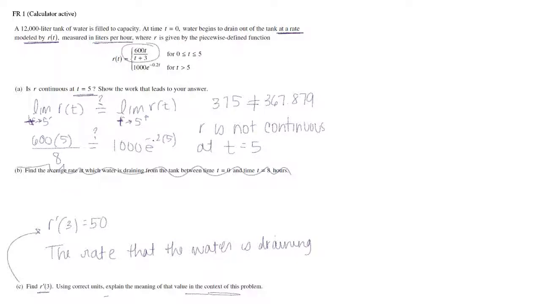So the rate at which the water is draining out of the tank, and make sure you quote what time, at t equals 3 hours, is increasing. And how is it increasing? It's increasing at a rate of, and here's our answer, 50, and we found the rate of a rate, so it's liters per hour squared. And that's all they needed, but here, make sure you can type that in your calculators.